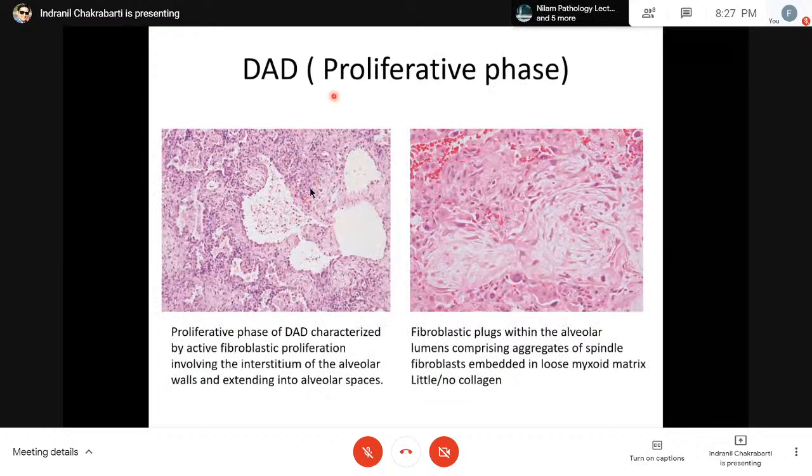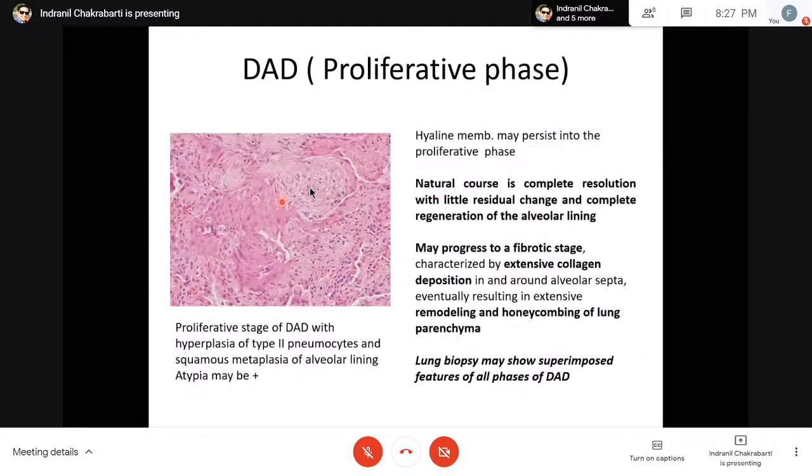So the next phase is the proliferative phase, where there is active fibroblastic proliferation. You can see fibroblasts which are enmeshed in the loose myxoid matrix, but there is no collagen. So this is proliferative, not fibrotic phase. So this is a proliferative phase where we are getting these fibroblasts. And these fibroblasts may project from the interstitium into the alveolar spaces. So again, you can see this is a proliferative phase, and there is squamous metaplasia as well. So the alveolar lining is showing squamous metaplasia, and even this metaplasia can look very atypical as well.